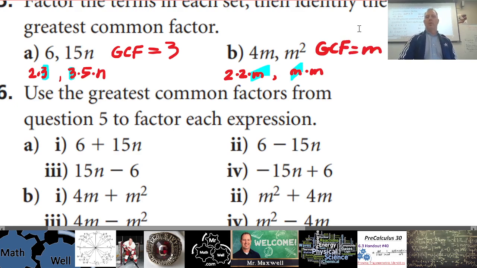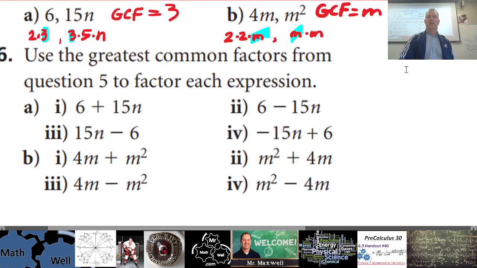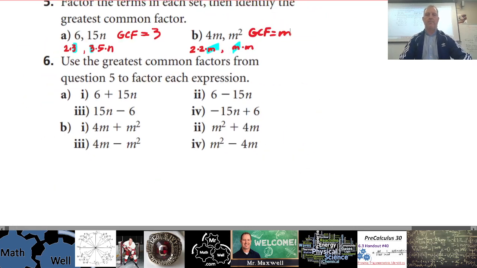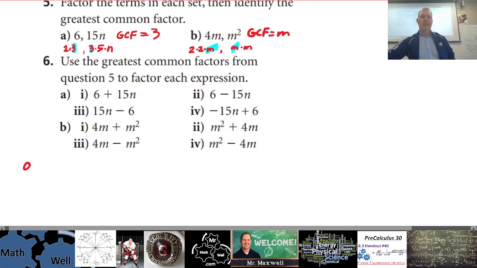All right, so now that we've done that work in 5, question number 6 says, use the greatest common factors from the questions in 5 to factor each expression. Okay, so let's do that. I'll zoom back out a bit here. So let's factor this, okay?